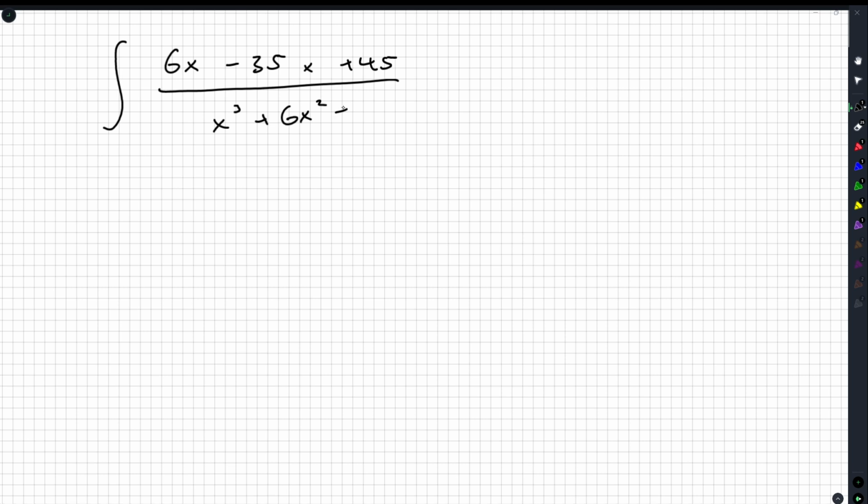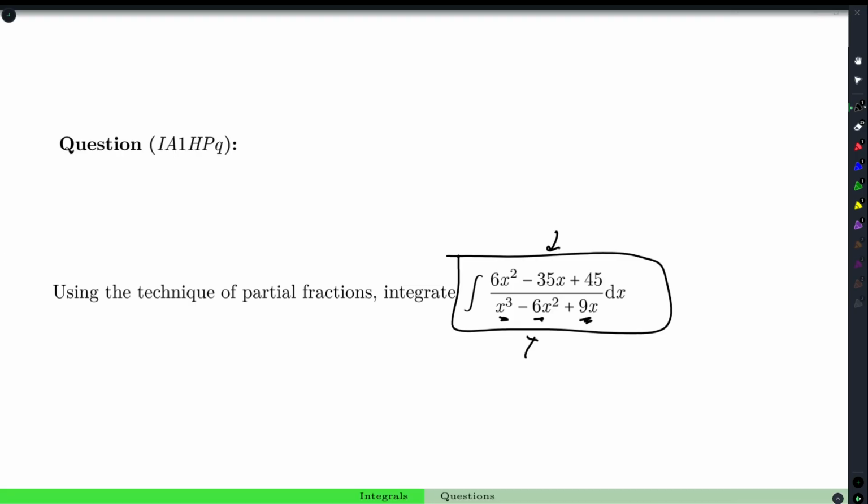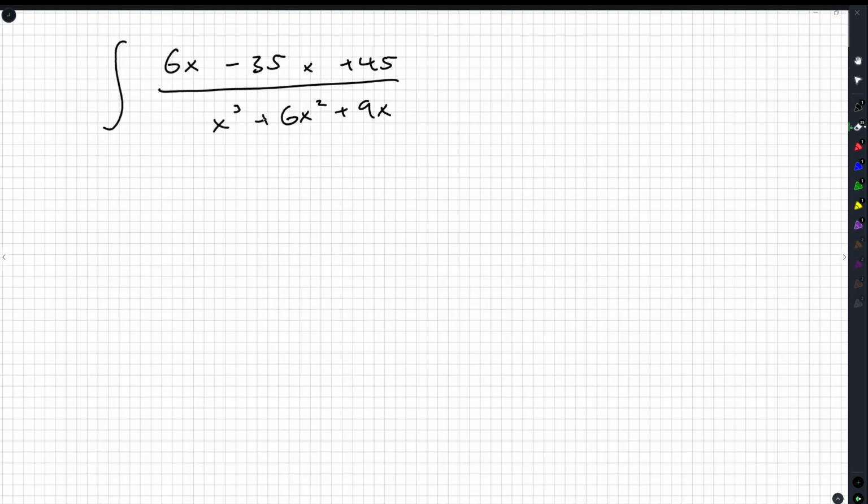But what we should do, I'm just going to copy this down so I don't have to keep bouncing back and forth. So it's minus 35, and then it was plus 45, and then it was over x cubed. Was it plus 6x squared plus 9x? I think it was minus 6. It was minus 6. But okay, other than that, we're all fine. So we'll go back and we'll write minus 6x. Okay, so this is what we're trying to integrate. We'll just stick with our notepad here.